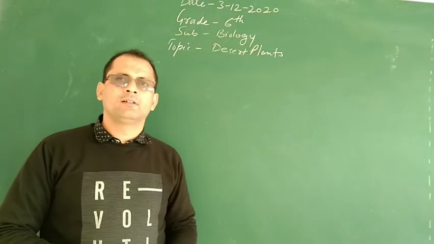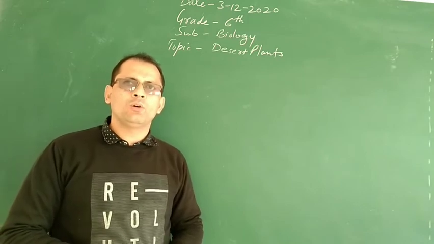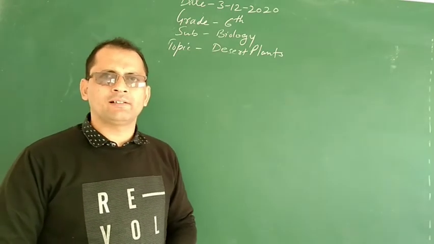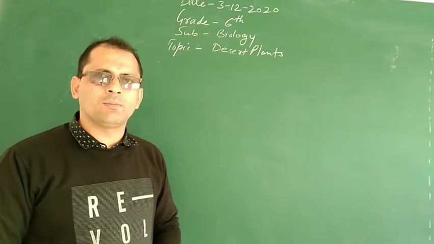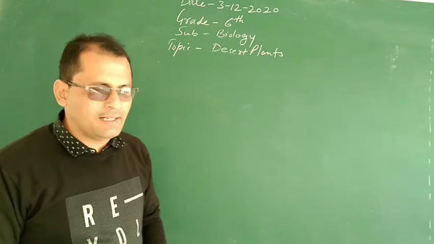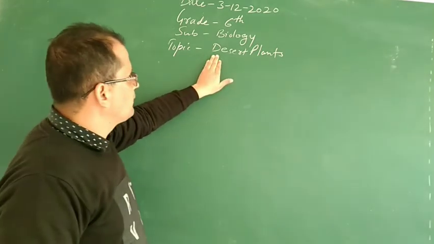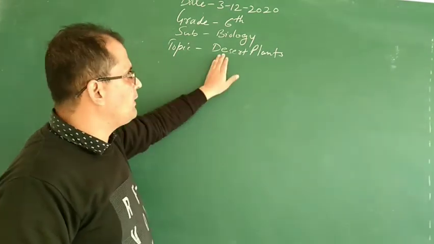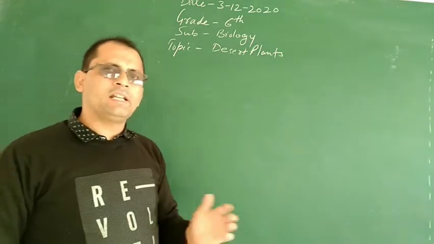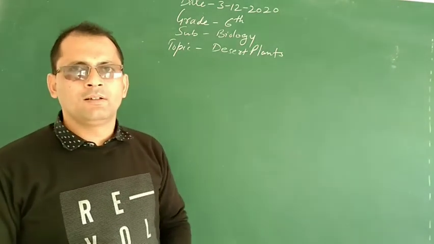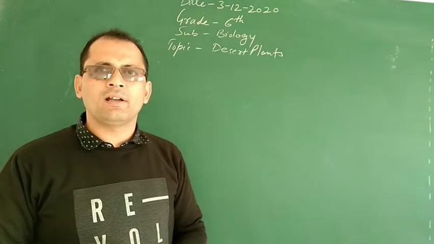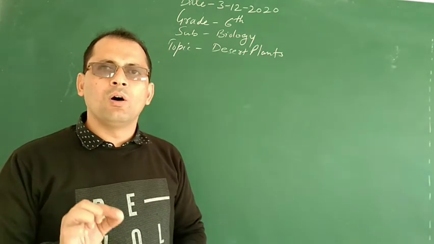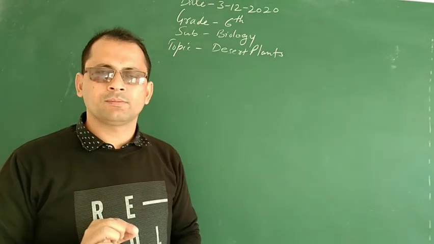Hello students, today we are going to discuss a topic from chapter 5, that is adaptation, of class 6th biology. So basically we have to discuss desert plants. Okay, for today our topic will be desert plants. Now basically beta, what are desert plants? Desert plants are those plants which have adapted themselves to survive in hot and dry conditions.